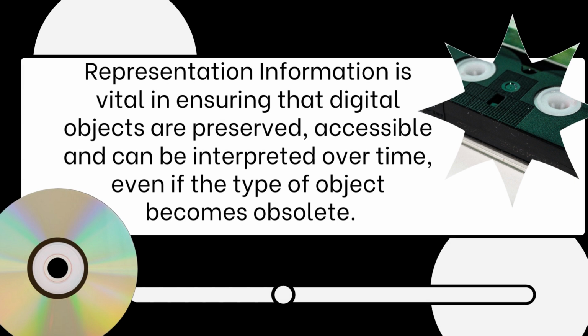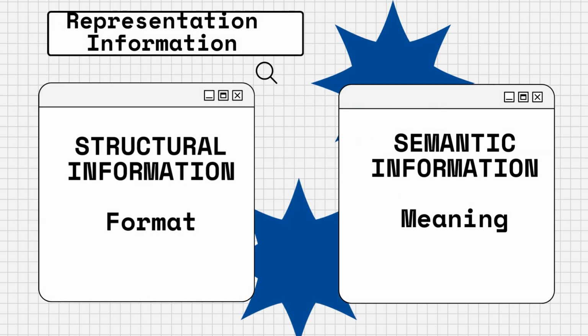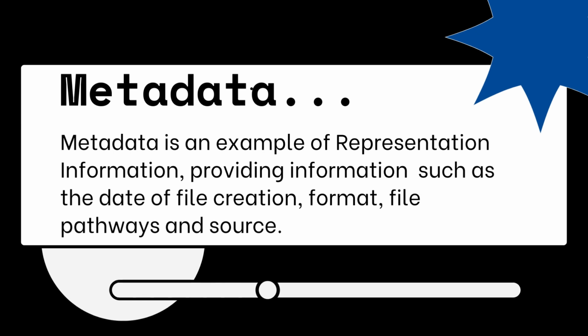Representation information is vital in ensuring that digital objects are preserved, accessible, and can be interpreted over time, even if the type of object becomes obsolete. Representation information can be divided into two categories: structural information, which relates to the format, and semantic information, which relates to the meaning. Metadata is an example of representation information, providing information such as the date of file creation, the format, the file pathways, and source.